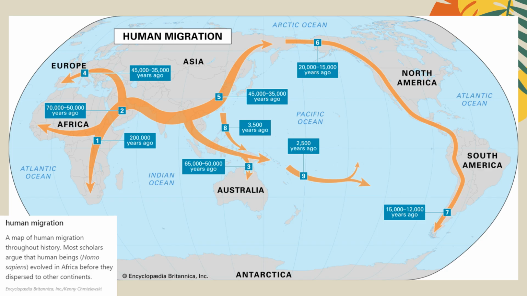This map shows the migration of modern humans across the world. Most scientists agree that Homo sapiens evolved in Africa around 200,000 to 300,000 years ago. From Africa, small groups migrated into Asia, Europe, Australia, and eventually the Americas. These movements happened over tens of thousands of years, following coastlines, land bridges, and available resources. Human migration explains why people around the world share a common ancestry, but still show regional differences today.